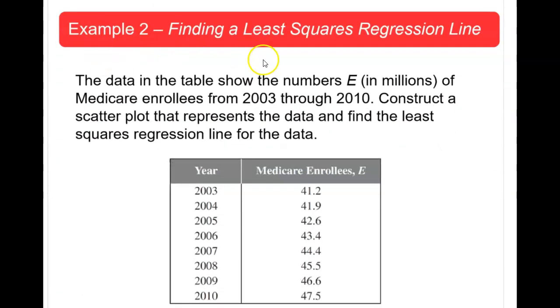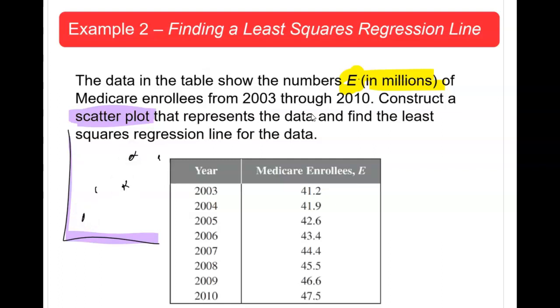All right, so we have here, and we're going to use this example to find the regression line. So example 2, it talks about we have some data in the table, and it shows the input is again the year, and the output is going to be denoted by the letter E, and these are the number of enrollees for Medicare from 2003 to 2010, and this is also in millions. So it says here to construct a scatter plot that represents the data and find the least squares regression line for the data. So a scatter plot is going to be a graph that will not be connected. So it just will be like a whole bunch of points. That's what we have, a scatter, that will be the graph.